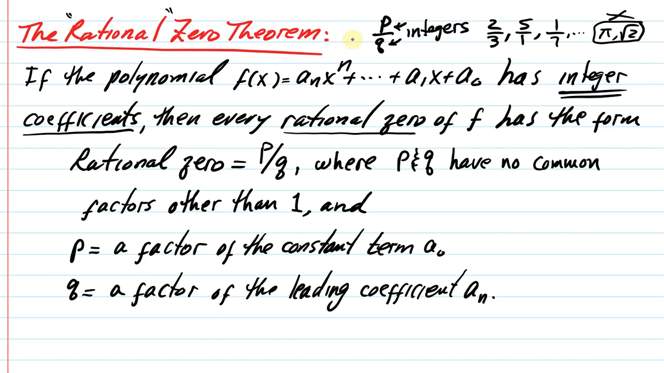The rational zero is of the form p over q. Now what are p and q here? Where p and q have no common factors, by the way, other than 1, and p is a factor of the constant term, and q is a factor of the leading coefficient a sub n. Again, p is a factor of the constant, and q is a factor of the leading coefficient.